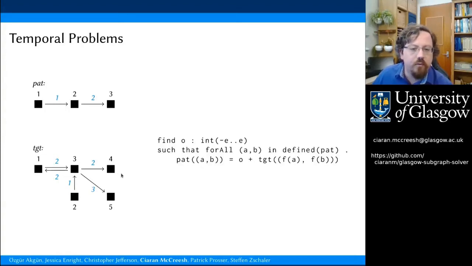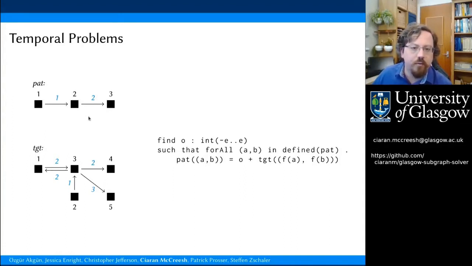Sometimes though people want to solve a slightly different kind of problem. This is called an offset temporal subgraph isomorphism. And in this case what this pattern would mean is that we want to find this edge and this edge such that this edge occurs 1 unit of time after this edge. It doesn't matter when they are, as long as this number is 1 bigger than this number.